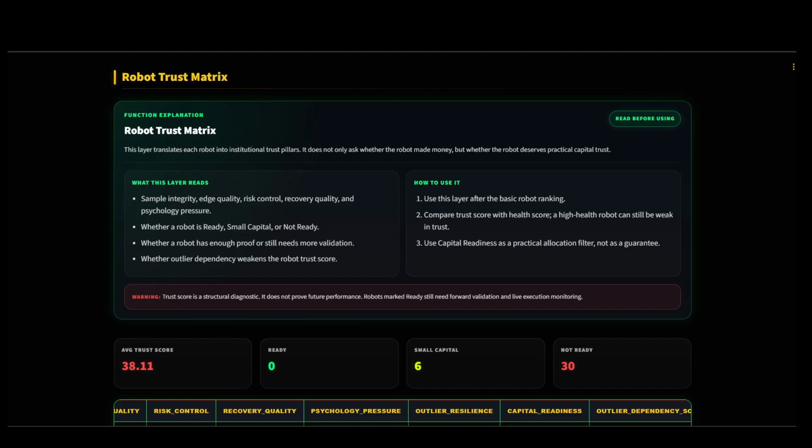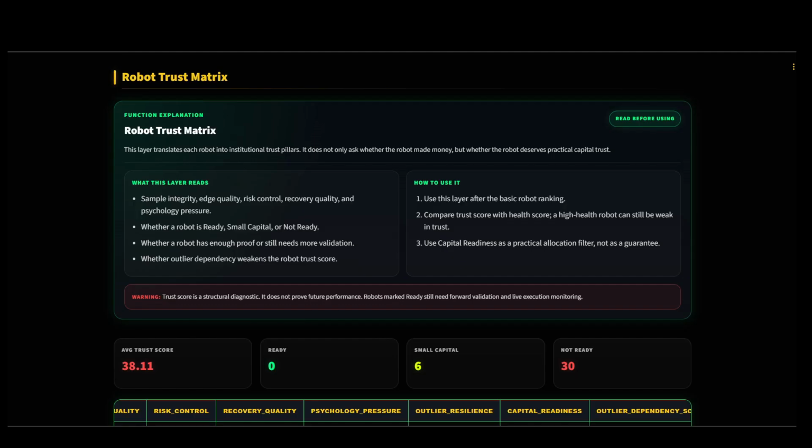Then below that, the first trust classification appears. In this example, the average trust score of the portfolio is only 38.11. No robots are classified as fully ready. 6 robots fall into the small capital category, and 30 robots are classified as not ready. So again, the workflow remains extremely strict. But this is also intentional, because this layer is not designed to flatter the portfolio. It is designed to pressure test whether the robot structure is actually mature enough for cleaner deployment quality.